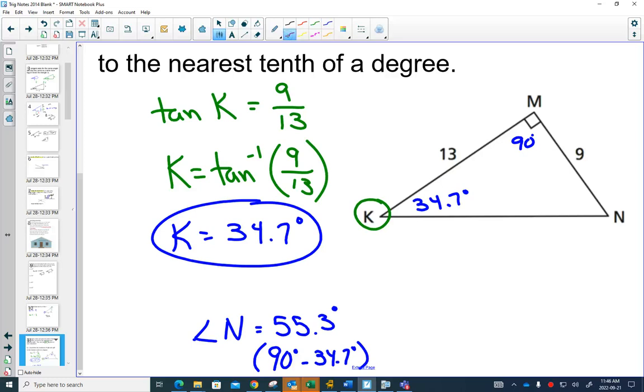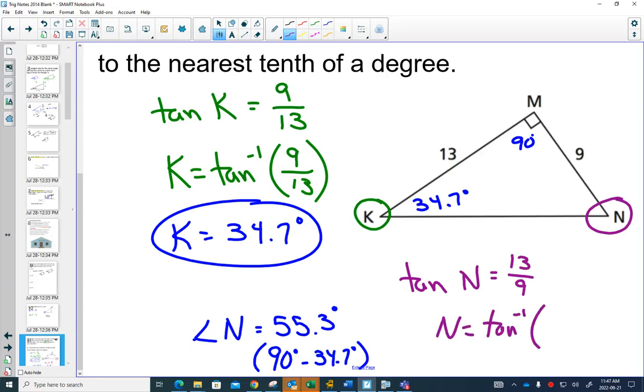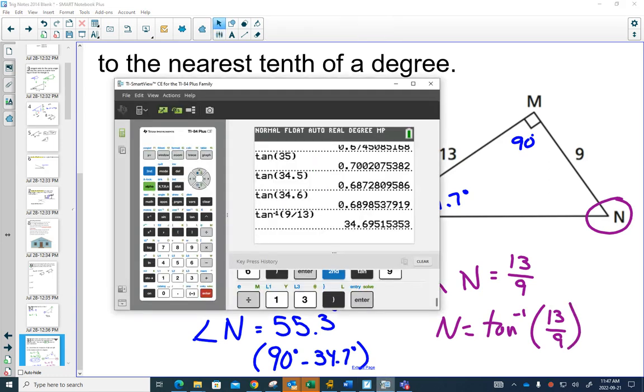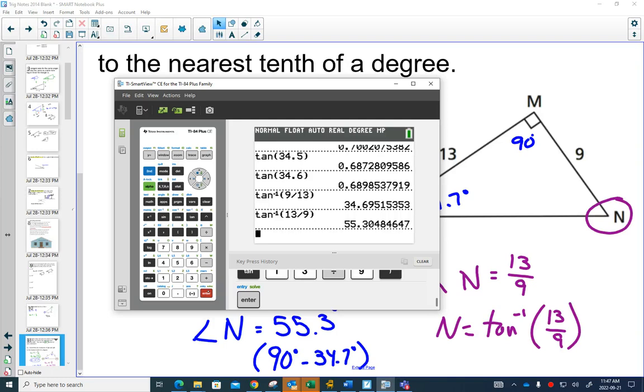If I switch to purple, I circle angle N. What is tan of angle N? It's 13 over 9. So I could go to my calculator and do tan inverse of 13 over 9. I should get 55.3. Let's check. Tan inverse 13 divided by 9, 55.30. Nice.